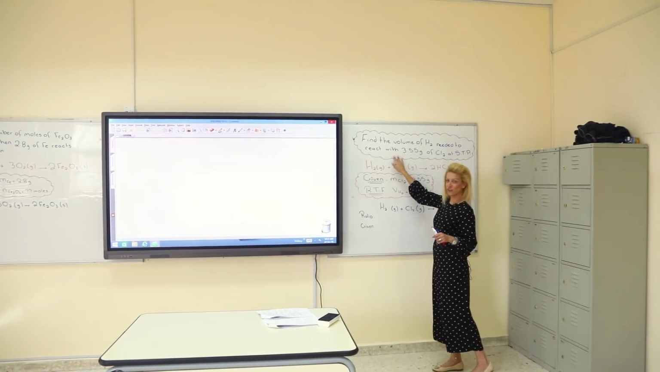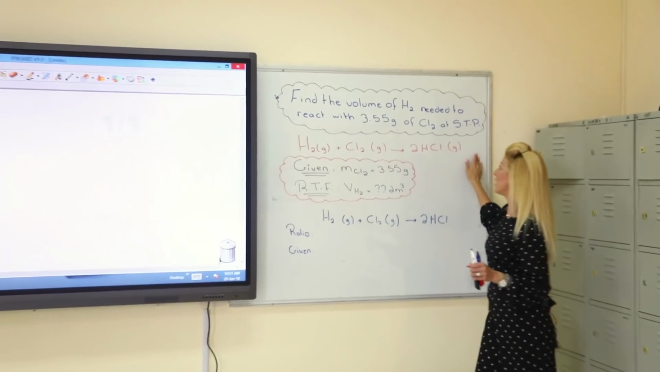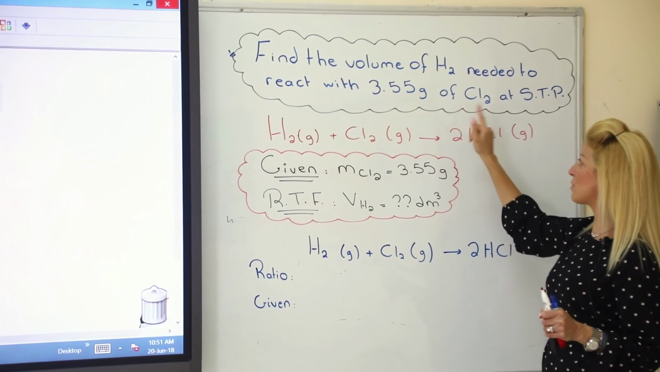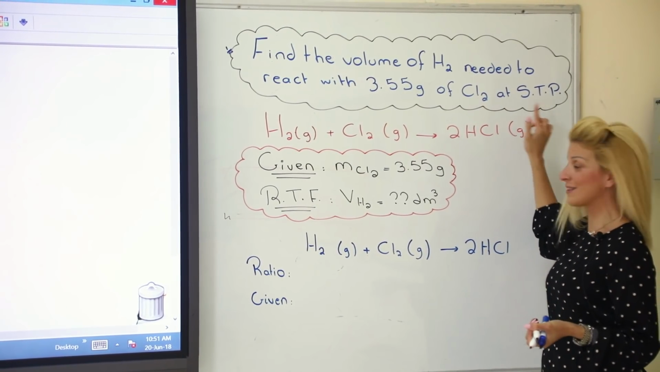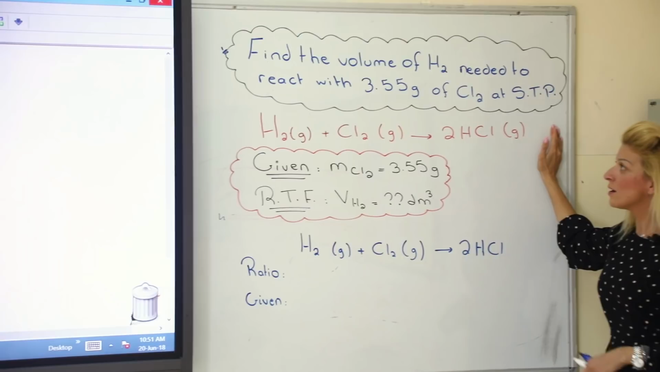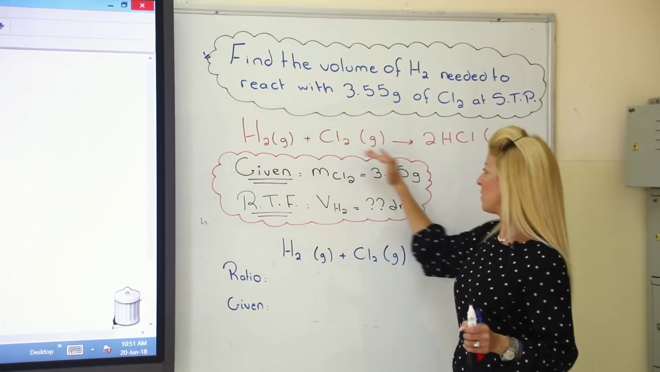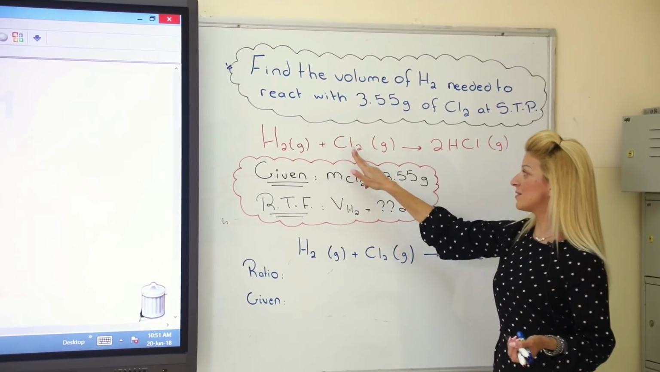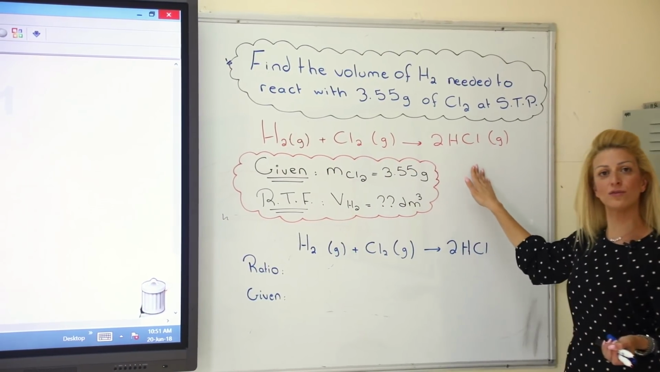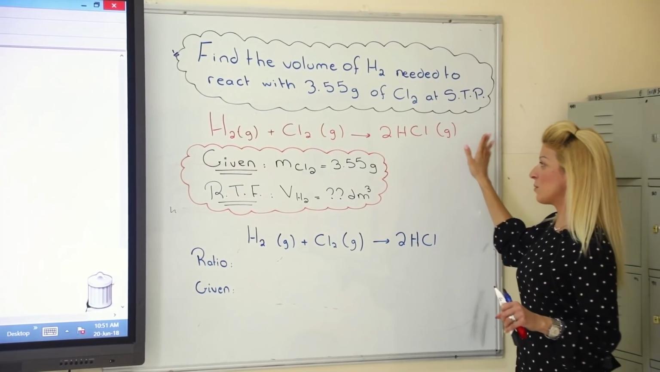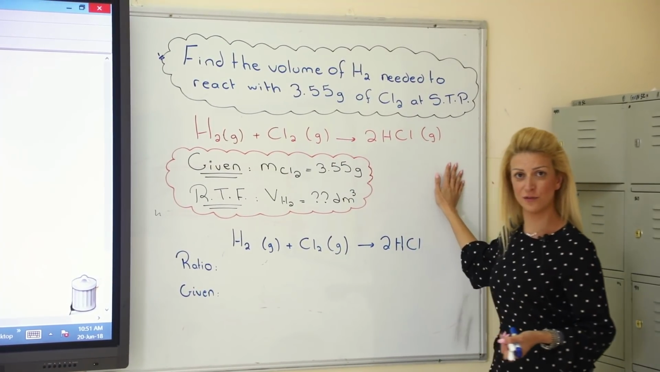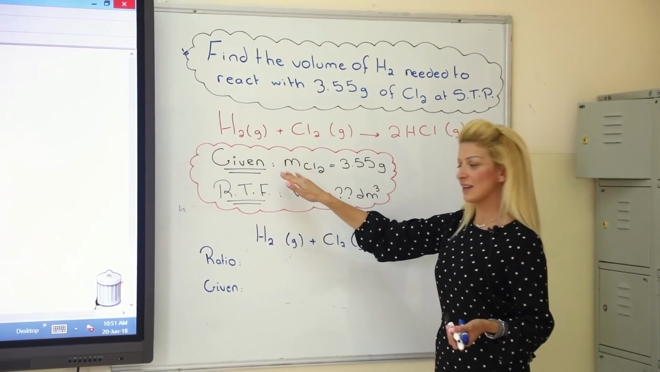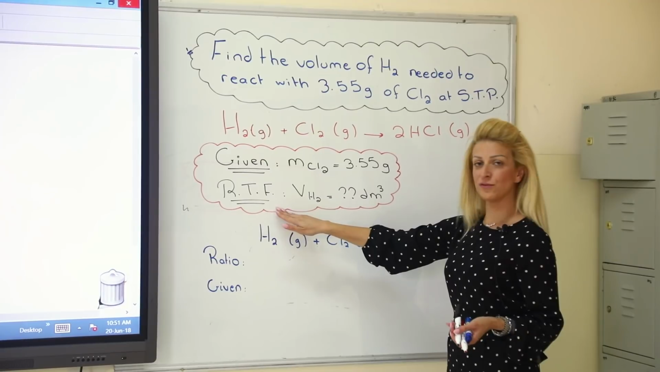Okay, the first question is to find the volume of hydrogen needed to react with 3.55 grams of chlorine at standard temperature and pressure. We are given the balanced equation, which is H2 gas plus Cl2 gas gives 2HCl gas. We make sure that the equation is balanced first before we do any calculations. We have to list the given and the required to find first.